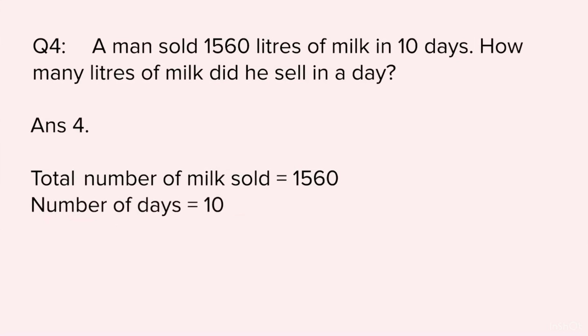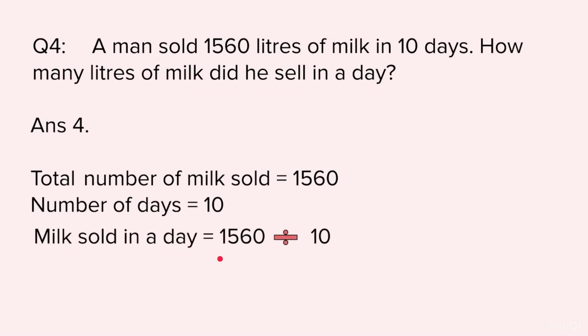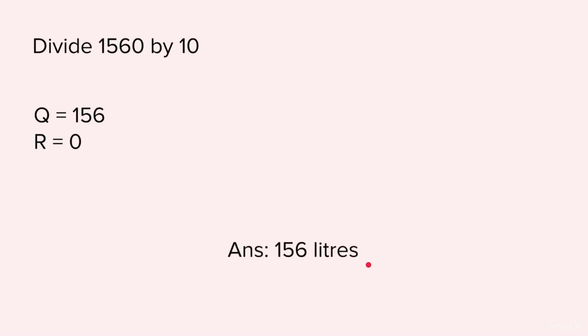We refer to the question again. How many liters of milk did he sell in a day? So milk sold in a day is equal to 1560 divided by 10. In 10 days he was selling 1560. So in 1 day he will sell 1560 divided by 10. When we divide by 10, we just remove the units digit. That gives us our quotient, that is 156. And the digit at units place, which is 0, is our remainder. So remainder is 0. Therefore, 156 liters of milk is sold in 1 day. So we will write answer 156 liters.